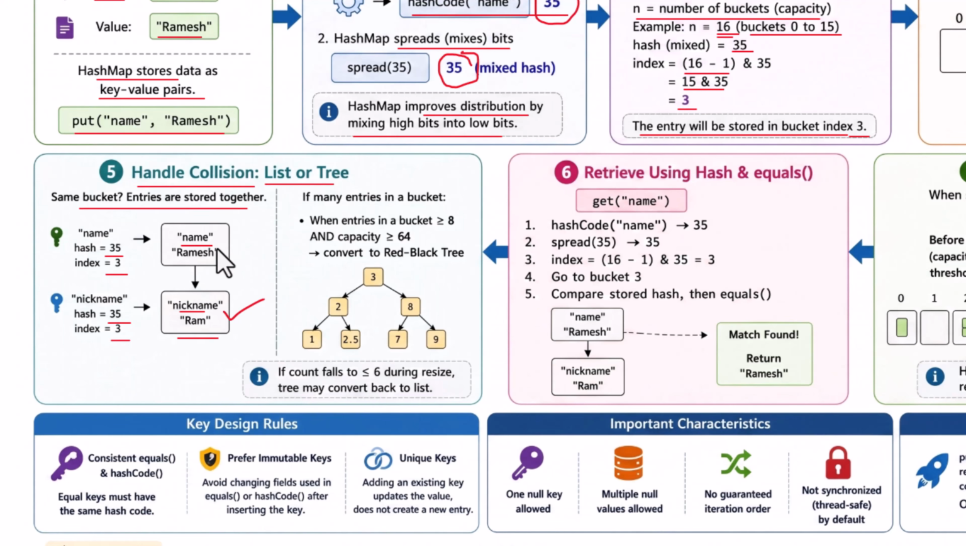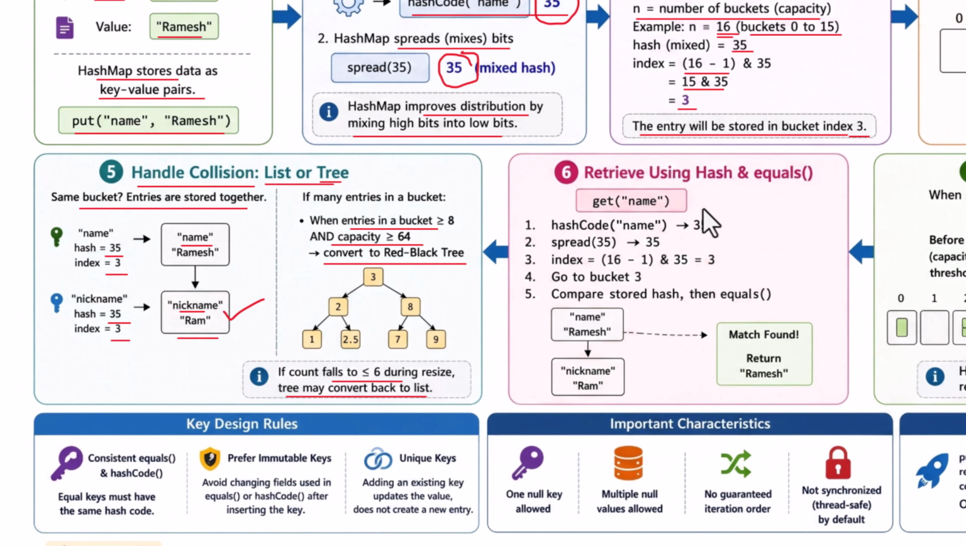If one bucket becomes heavily populated, HashMap may convert that bucket from a linked list into a red-black tree. In the OpenJDK implementation, treeification becomes possible when the bucket reaches the treeification threshold of 8 entries and the complete table capacity is at least 64. If the capacity is below 64, HashMap normally resizes the table instead. During resizing, if a tree bucket becomes small enough, around the untreeification threshold of 6, it may be converted back into a list. The tree structure improves lookup performance when many entries exist in one bucket.